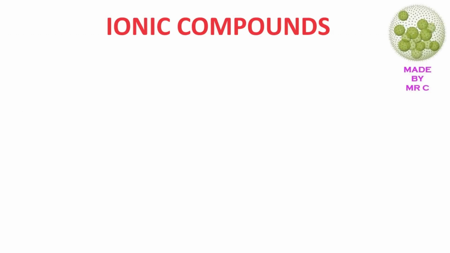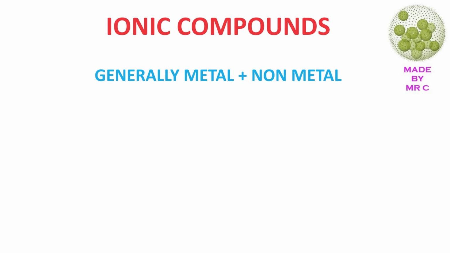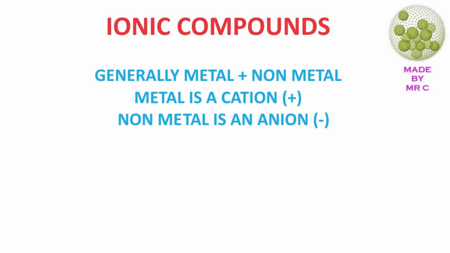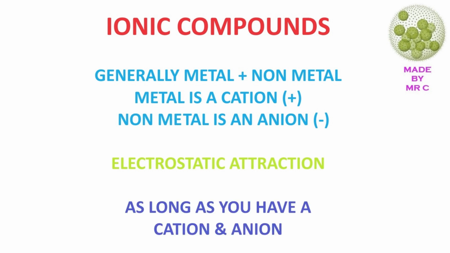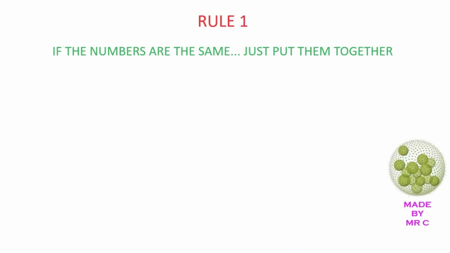So let's now consider what an ionic compound is. Generally, it's a metal and a non-metal. The metal is a cation, which has a positive charge, and the non-metal is an anion, which has a negative charge. And then there's the electrostatic attraction between the two. In my way of thinking, as long as you've got a cation first and an anion second, then we're ready to go. So let's think about rule number 1. If the numbers are the same, just put them together.